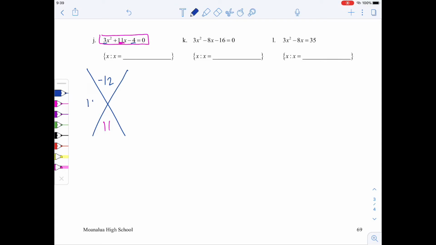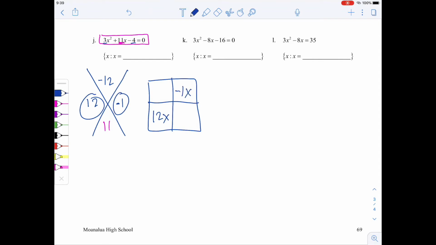Right, so 12 and 1. And then we want it to add up to positive 11, right? So the little one would be negative. So 12 and negative 1 would be your two factors. And then you use your factor box here. And then we put our two numbers. So 12x, and then negative 1x. And we have our other two values, our 3x squared goes here. Our negative 4 goes here, right, from our A, 3x squared, and then our C, which is negative 4.